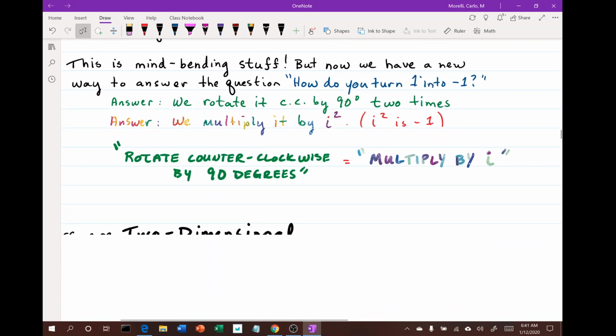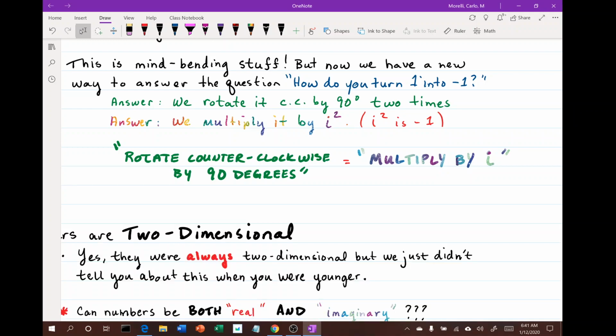Guys, this is mind-bending stuff. But now we have a new way to answer the question, how do you turn 1 into -1? Okay, so there's 2 answers here. Answer 1, we rotate it counterclockwise by 90 degrees 2 times. That makes sense. So we did that first rotation, right? We got to i, and then we did that second rotation, and we were at -1.